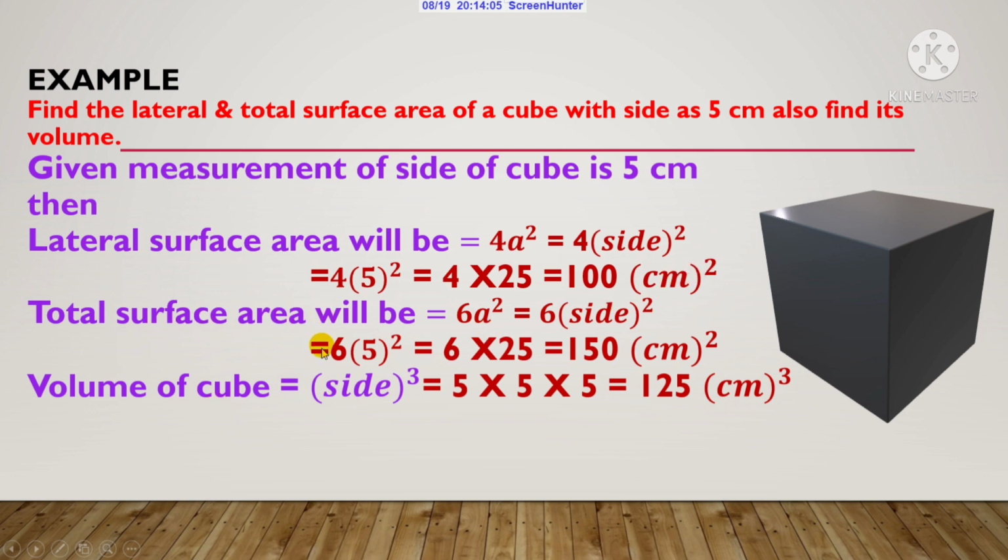So total surface area is 6 times side square. That is 6 into 25. That is 150 centimeter square. Volume is side into side into side. 5 into 5 into 5. That is 125 centimeter cube. In this way, we find the lateral surface area, total surface area, and volume of the cube.